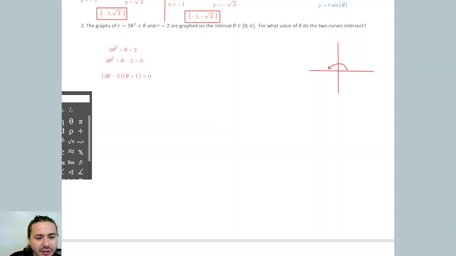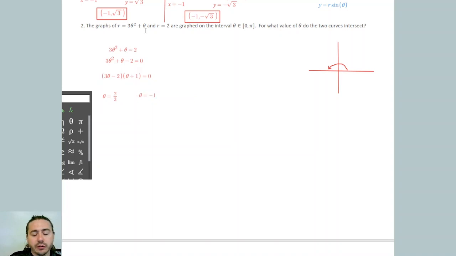So now we need to set each one of these equal to 0. We're going to use the zero product property that states when you have two things that multiply to give you 0, at least one of them has got to be 0. So for the first one, we would add 2, divide by 3. So we'd get theta equals 2/3. And for the second one, we'd subtract 1 from both sides, so we get theta equals -1.